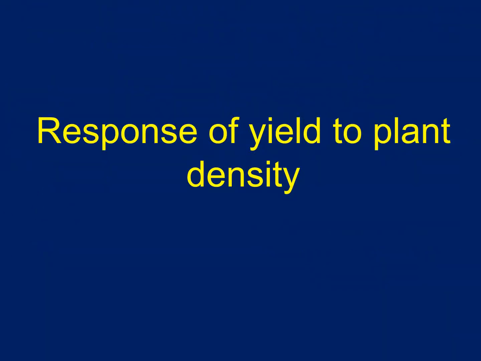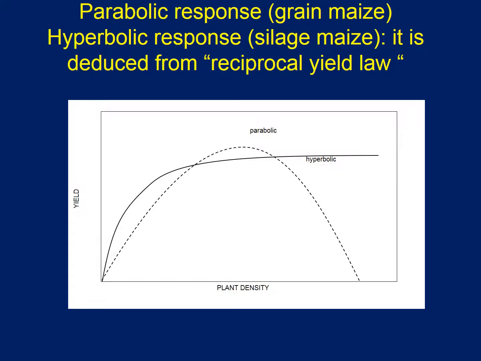The other aspect that was of interest to agronomists is the response of crop yield to plant density. Typically, we can observe two different responses. One is a hyperbolic response, and this is deduced mathematically from the reciprocal yield law, and many times we observe parabolic responses. That would be the case of the response of grain maize to plant density.